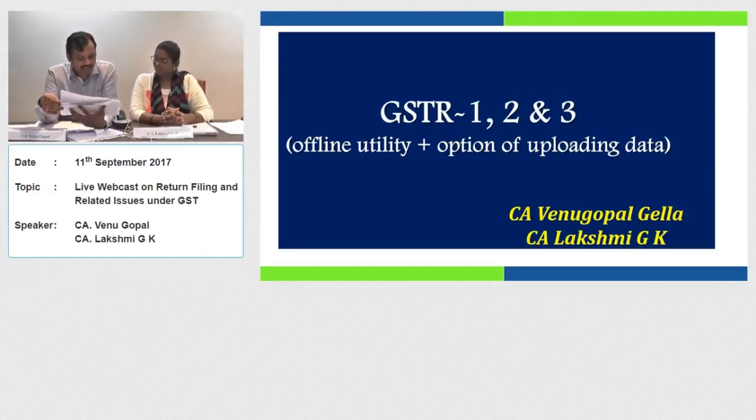Nitin Goyal, whether interest payment, electricity bill payment, etc. need to be shown under table 7 of GSTR 2. Answer is very much yes. It is an exempted purchase. You should be reporting under table 7 of your GSTR 2.